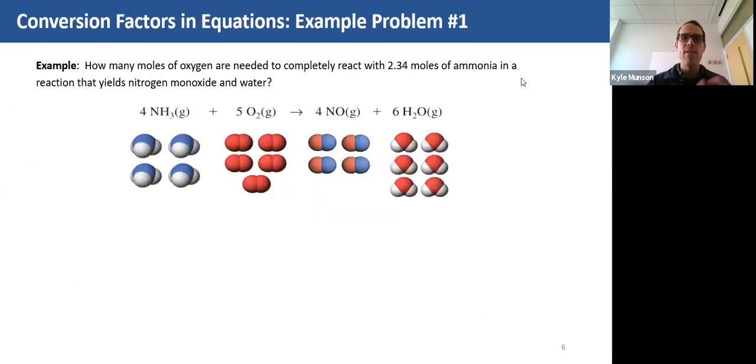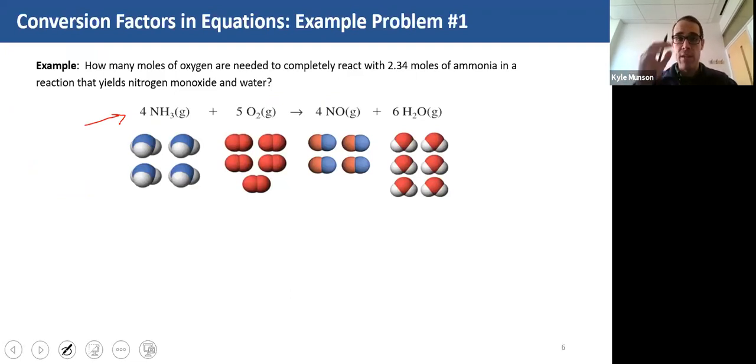So let's do an example then so it can become more clear. How many moles of oxygen are needed to completely react with 2.34 moles of ammonia in a reaction that yields nitrogen monoxide and water? So in this case, we're given the reaction. That's not always going to be the case. And when we're not given the reaction, as we're going to see, we're going to have to use our knowledge on how to write down chemical reactions properly in order to do these problems.